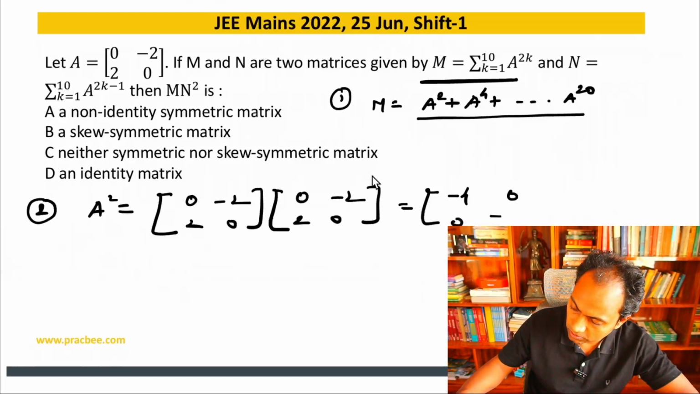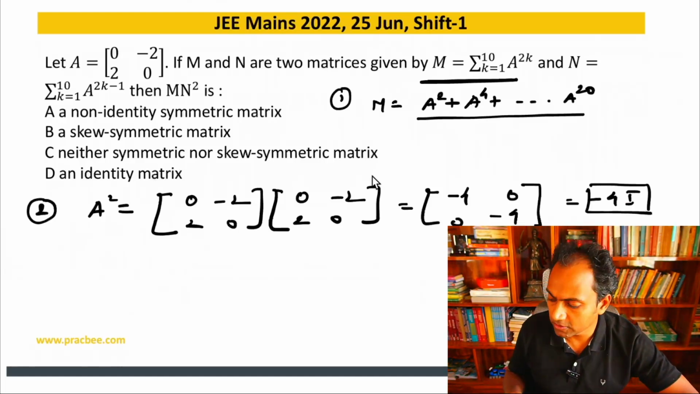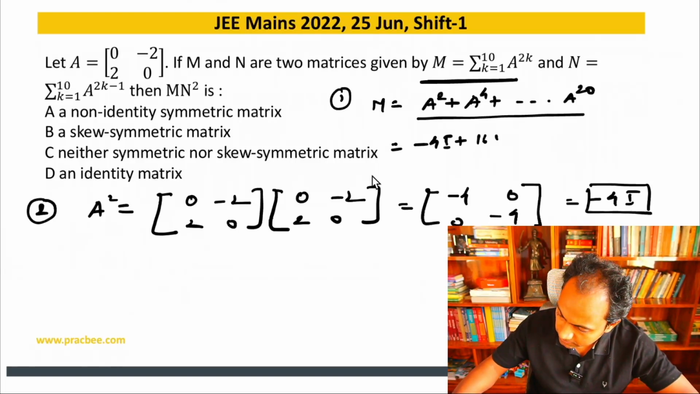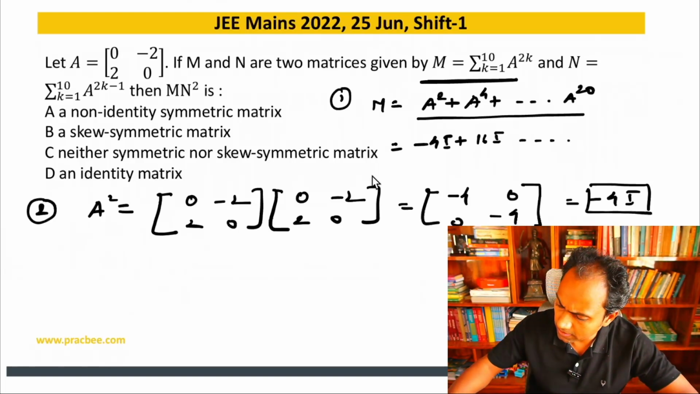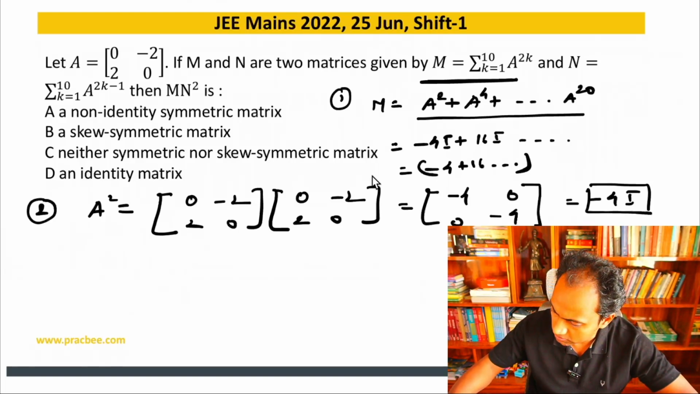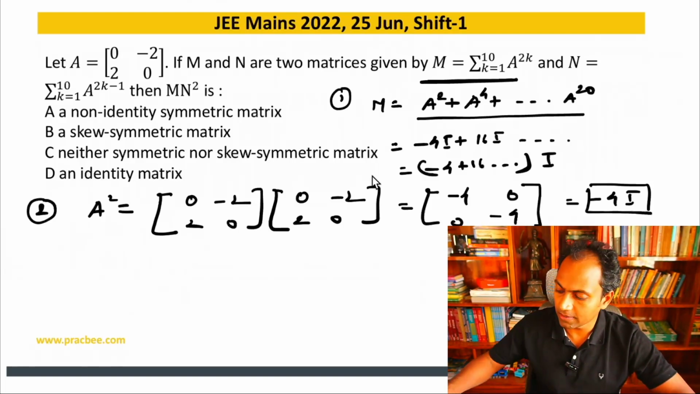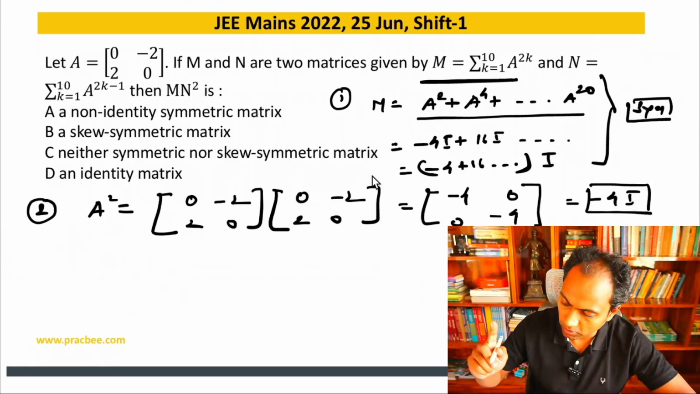This will also become 0. This will again become minus 4. So you can see that this is minus 4 times I. Now why is this significant? Because if A square is minus 4 times I, and if I again square, this will become 16 times I, and this will keep on going for 10 terms. So ultimately what you are getting is nothing but a constant: minus 4 plus 16, like this, some constant into I. So you can clearly see that if I look into the nature of this function, it is going to become symmetric. This is important to notice.